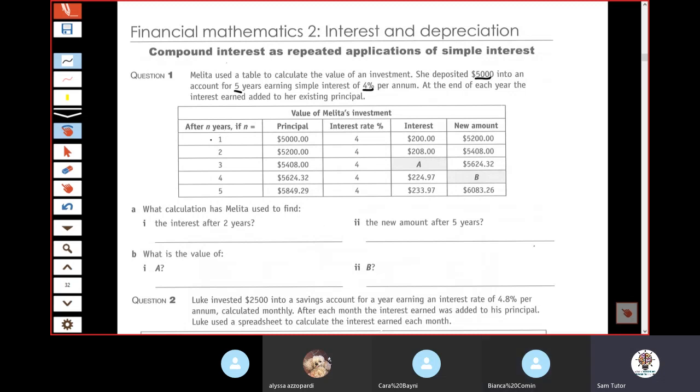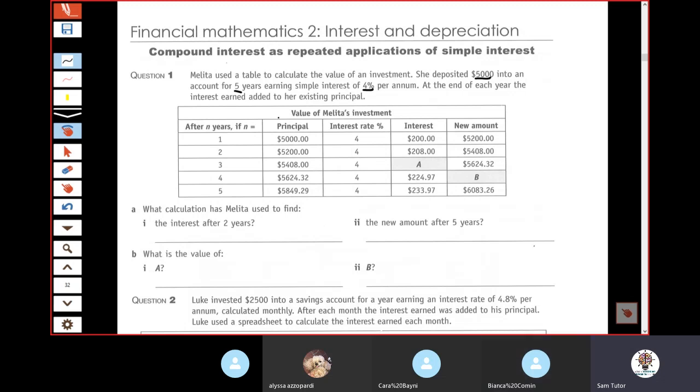So after 1 year, she initially put in 5,000. So imagine it was January. She put in 5,000. At the end of that year, so assume like December 31st, she earned 4% interest rate. So if you do 4% of 5K, you'll get $200. Therefore, the amount she'll have in December is 5,200.